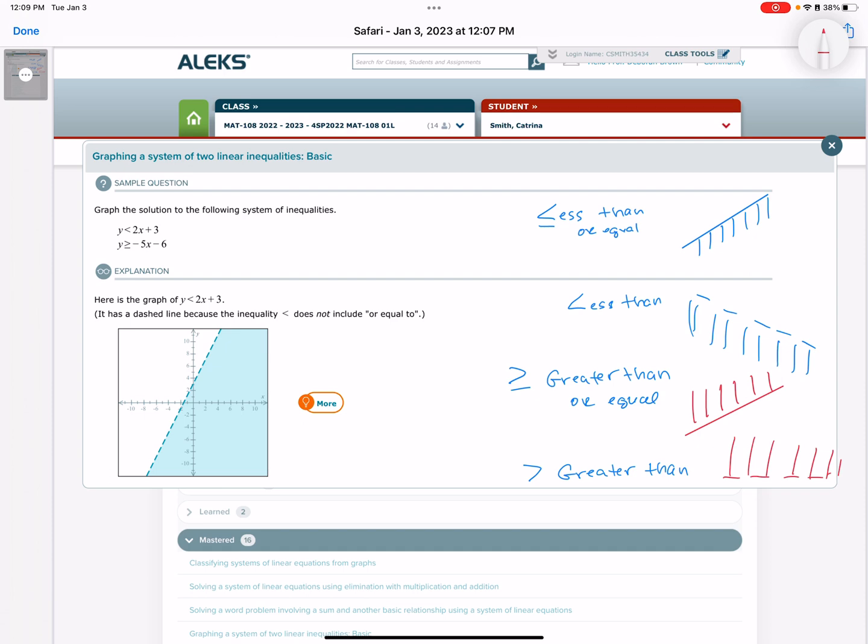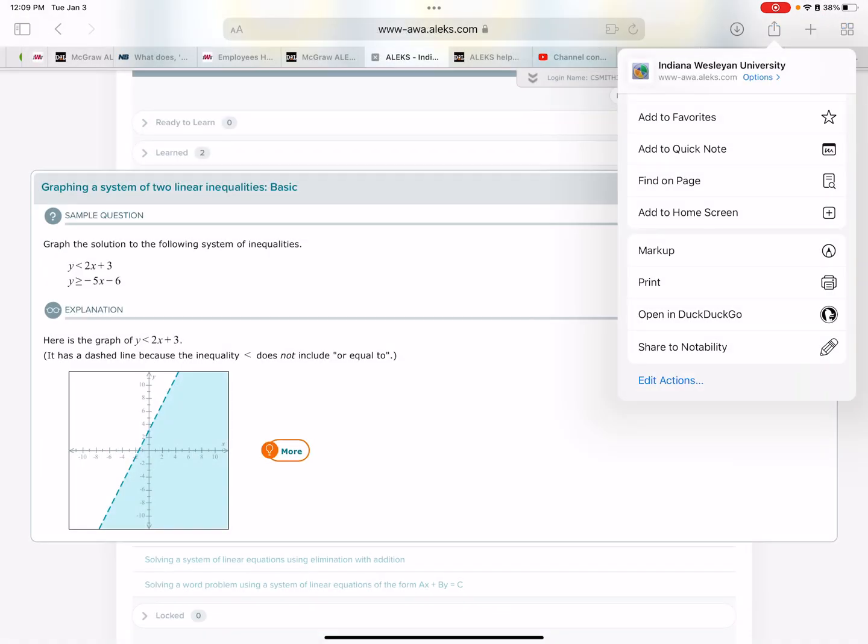So for this one, y equals 2x plus 3. First step, graph at 3. Go up 2 over 1. And it's a less than sign. So it's not a less than or equal to. So that's why it's dotted. So that's why you see the dots. And because it's less than, remember, it's where the lower numbers are. Lower numbers are underneath the line. Higher numbers are above the line. Let's just walk through these.